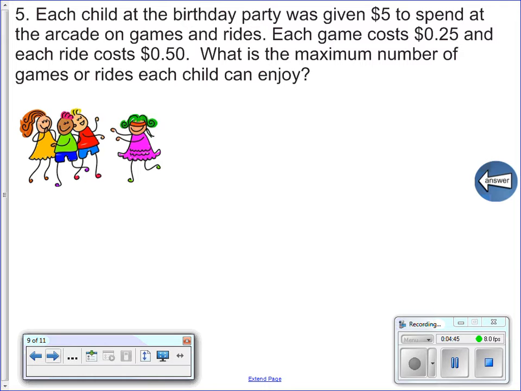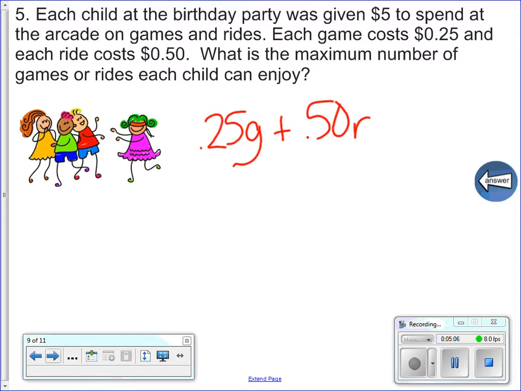Each child at the birthday party was given $5 to spend at the arcade on games and rides. Each game cost 25 cents and each ride cost 50 cents. What is the maximum number of games or rides each child can play? So my equation is going to be 25 cents for each game, plus 50 cents for each ride, and they cannot spend more than $5.